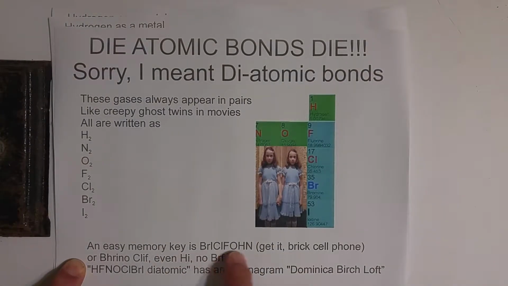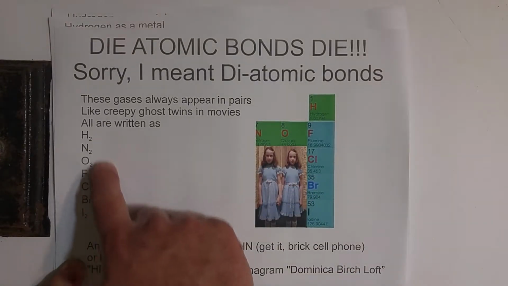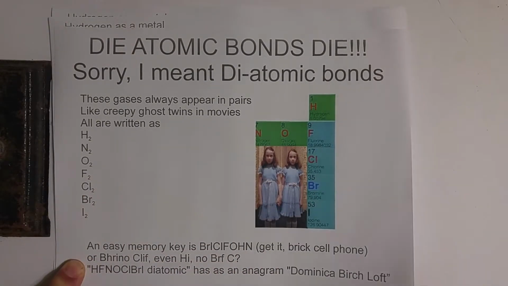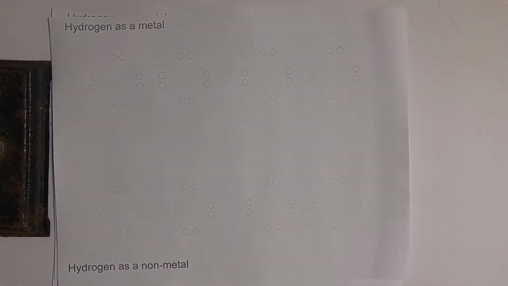Alright, I've come up with several memory keys to help you understand the diatomic bond and remember the elements involved. You can call it brick cell phone, rhino cliff, hi no barf, see? Even Dominica birchloff. Or you can just shade these in on your table and try to remember those gases, liquids, and semi-solids should be written as pairs. Now we're going to look at how to do the covalent bond, which really requires watching someone do it.